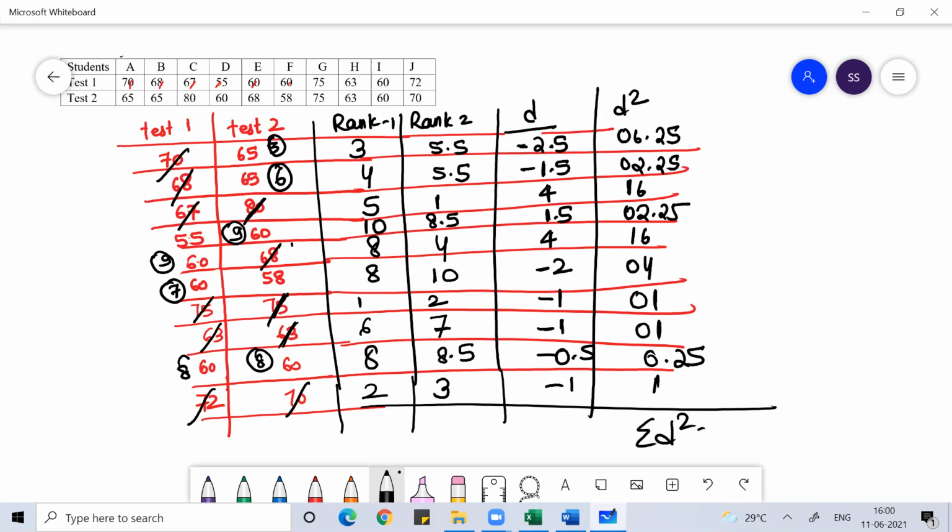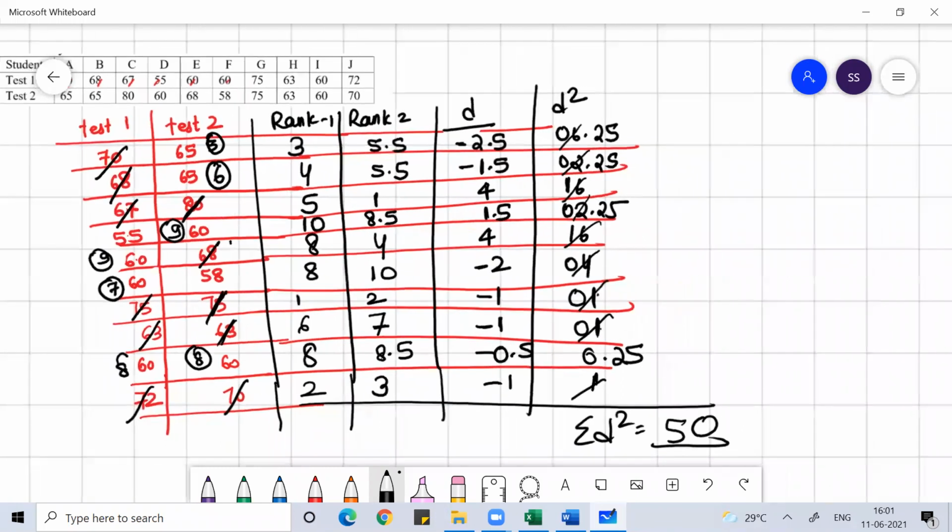Sum of D square. So 1, 2, 3, 4, with 1 carry. 1, 2, 3, then 10, 13, 15, 21, 23, 29. 29 plus 1 was carry, 30, 3 carry, 3 plus 1, 4, 5, 50. Sum of D square is 50.